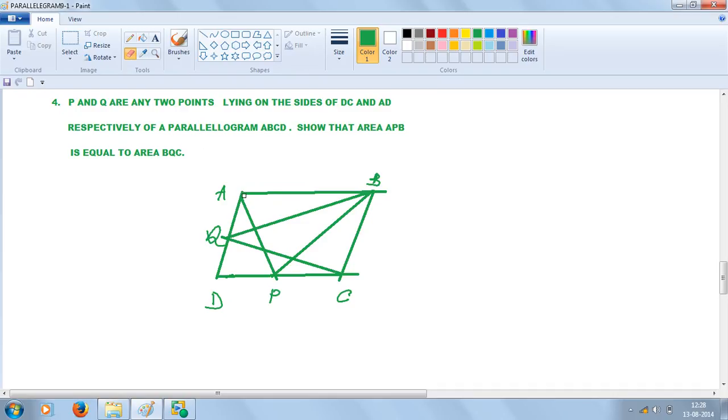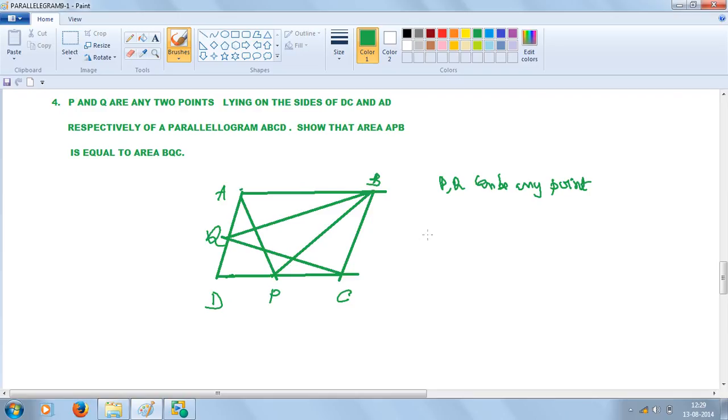So we have to show the area of APB is equal to the area of BQC. Note this P, comma, Q can be any point on the line DC or AD. When the base is AB, whether P is here or P is here, the area of a triangle between two parallel lines is the same.